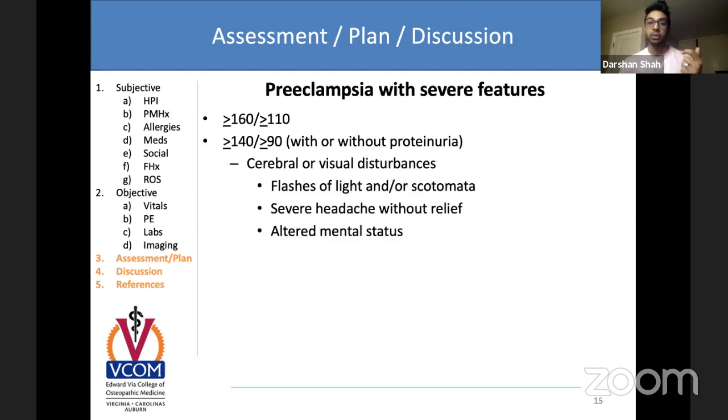And you're going to have some sort of either cerebral or visual disturbances. Now, these are the severe features, right? So what did we see in her? She had a headache and she had the scotomata, flashes of light.